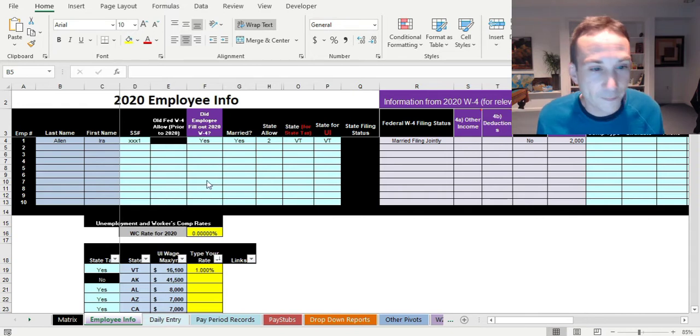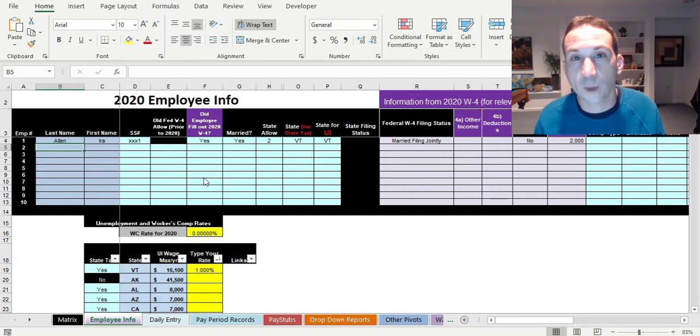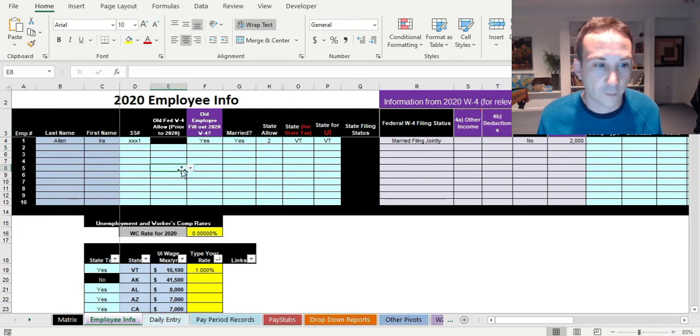So let's talk about payroll tax withholding for 2020. This is the payroll and Excel application. You can buy this on kenbraverman.com. You can contact me. We're having a version that's going to work in all 50 states for 2021, but let's just talk about Vermont for right now.